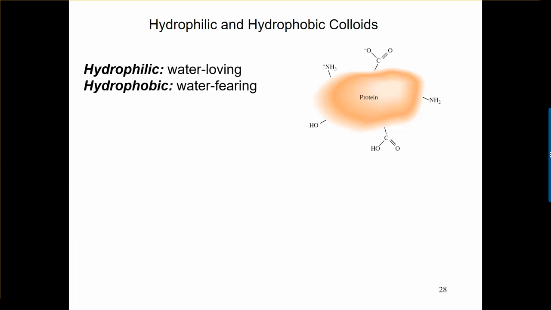So, if you have something that is hydrophilic, that means that it loves water. So basically it's also polar. Polar things interact with polar things. If you have something that's hydrophobic, it fears water. It gets away from it, it runs away, okay? So here they're showing an example of a protein molecule, okay?